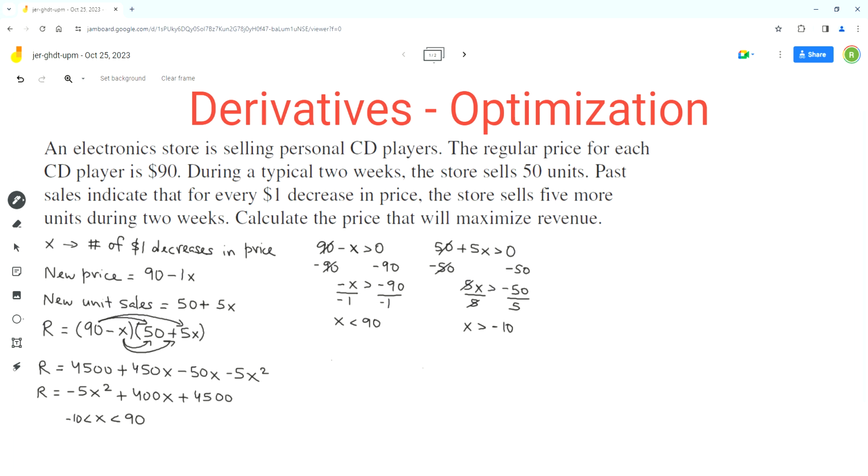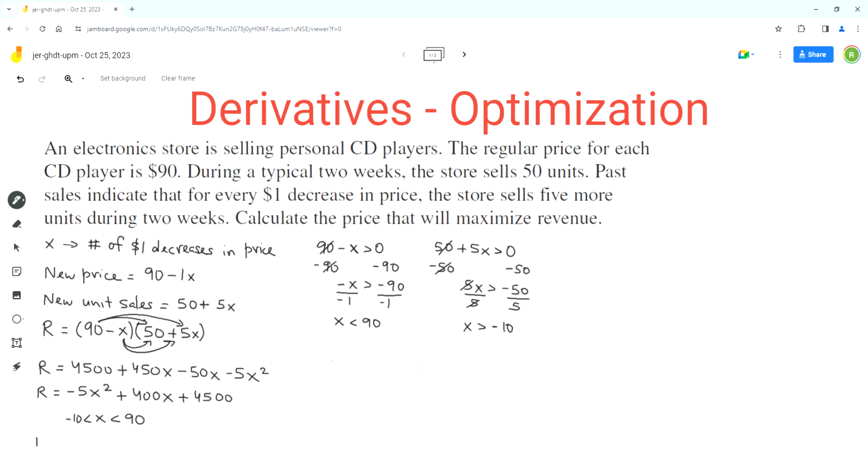So any x value we find should be in this domain. Now we have to find the price that will maximize revenue. That means we have to find the x value at which the graph of this revenue function forms peaks. And at peaks, the slope of the tangent will be equal to 0 because at those points tangents are horizontal. So we'll find the derivative of this revenue function and set it equal to 0 to find the x values at which this function forms peaks.